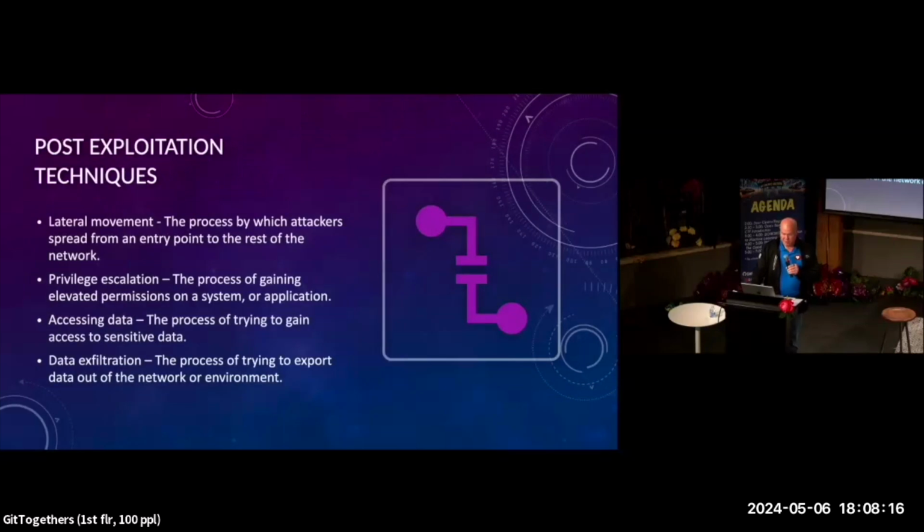So post-exploitation techniques include lateral movement, the process by which attackers spread from one entry point to the rest of the network. Privilege escalation is the process of gaining elevated permissions on a system or application, and then accessing data. This is one of the things people don't think about sometimes. Sometimes it doesn't require domain admin or root level access to gain this sensitive data. So you want to test that as well. That way you're making sure that there are proper controls on your data.